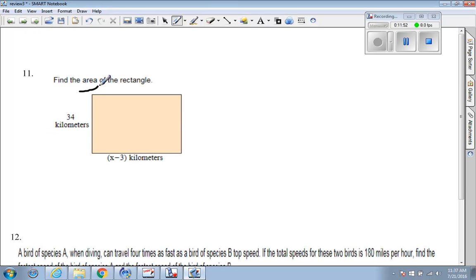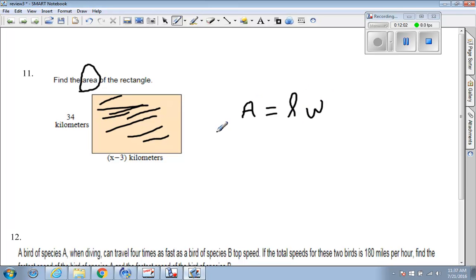Area. We're getting so used to these keywords, right? We know now area is this interior space inside the rectangle. We also know that area is length times width. And we can fill in the blanks, even if the length of your rectangle is an abstract expression involving x. All right, fine. The length is x minus 3. And the width is 34 kilometers. Units are the same. So we can multiply.